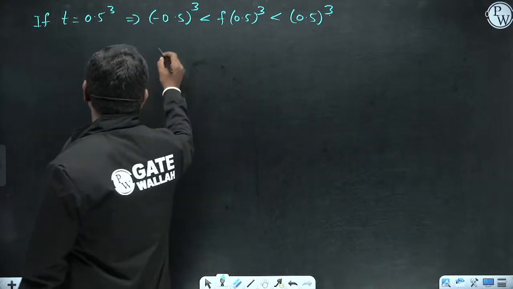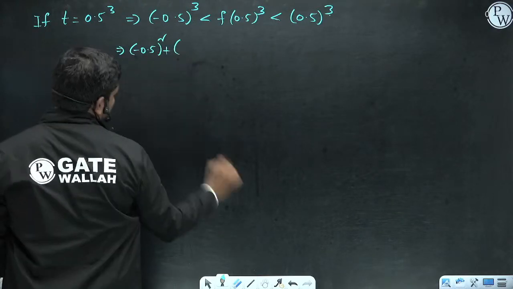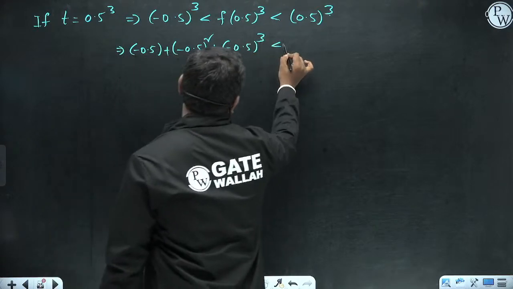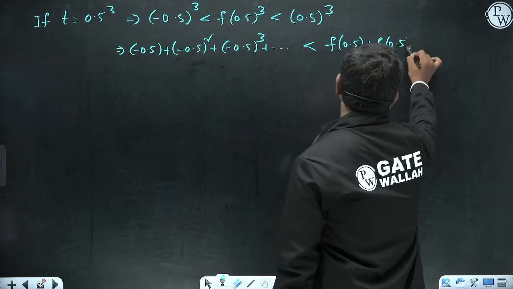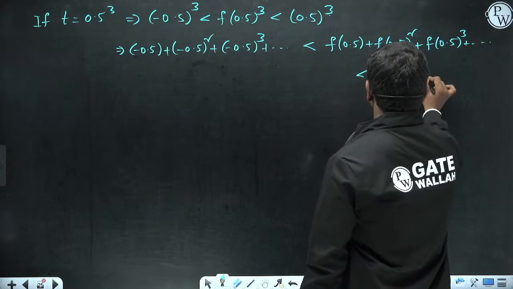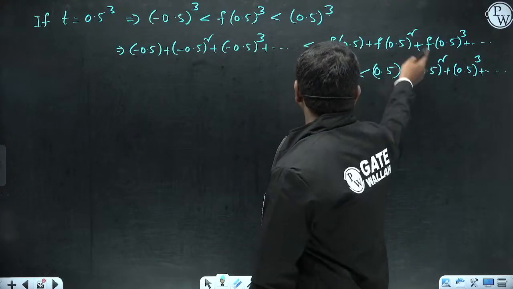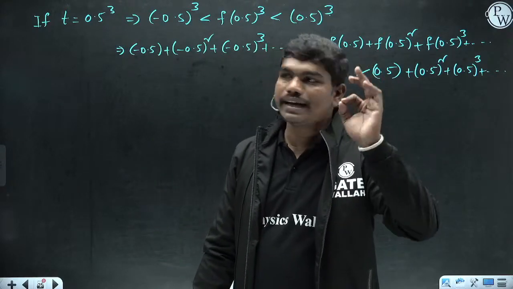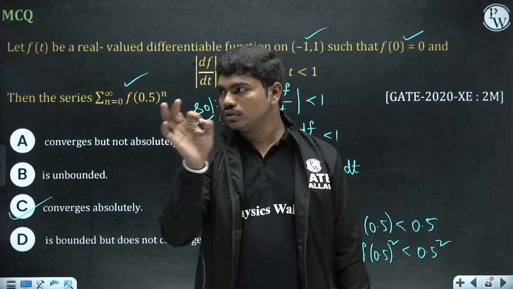Now if you add all these inequalities, you will get one thing: minus 0.5 plus minus 0.5 whole square plus minus 0.5 whole cube and so on, will be less than f of 0.5 plus f of 0.5 whole square plus f of 0.5 whole cube and so on, which will be less than 0.5 plus 0.5 whole square plus 0.5 whole cube and so on. Correct? So this is what you get. Therefore this function will always be some finite value, because it is in between some negative and positive values. That's why this is actually convergent. Basically the function converges to some finite value.